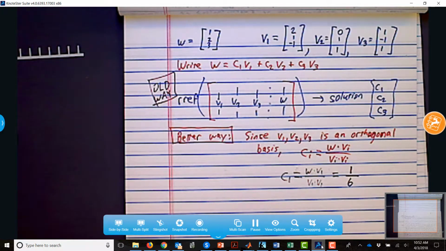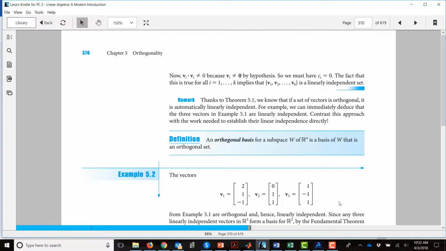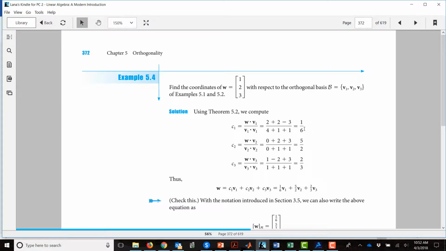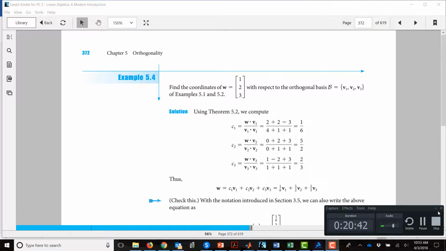And you can get C2 and C3 in the same amount of time. And so they do it here. 1/6, 5/2, and 2/3. Done. So again, my theme, that orthogonal basis is nice, this is one of the reasons. Okay? All right, let's take our break, guys, and we'll come back in 10 minutes and go from there.